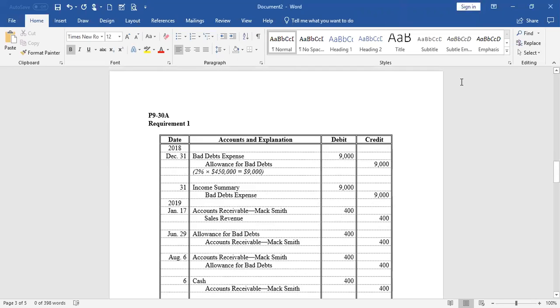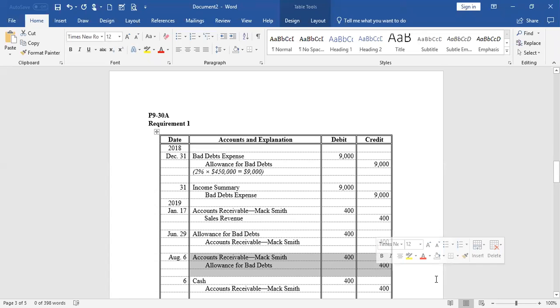The first is reverse the write-off. So when we wrote off his account as being a bad account, we debited allowance for bad debts, the contra account to accounts receivable, where we stored estimate, and we credited accounts receivable. Well, now we got to do the opposite. We got to reinstate his account so that it washes out the write-off.